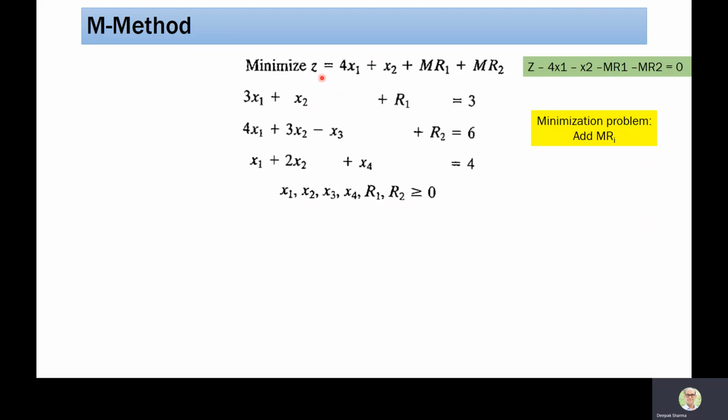Here the objective function z we are going to write in equation form. So we are taking the right hand side onto the left hand side, so I have written an equation with the right hand side equal to 0.